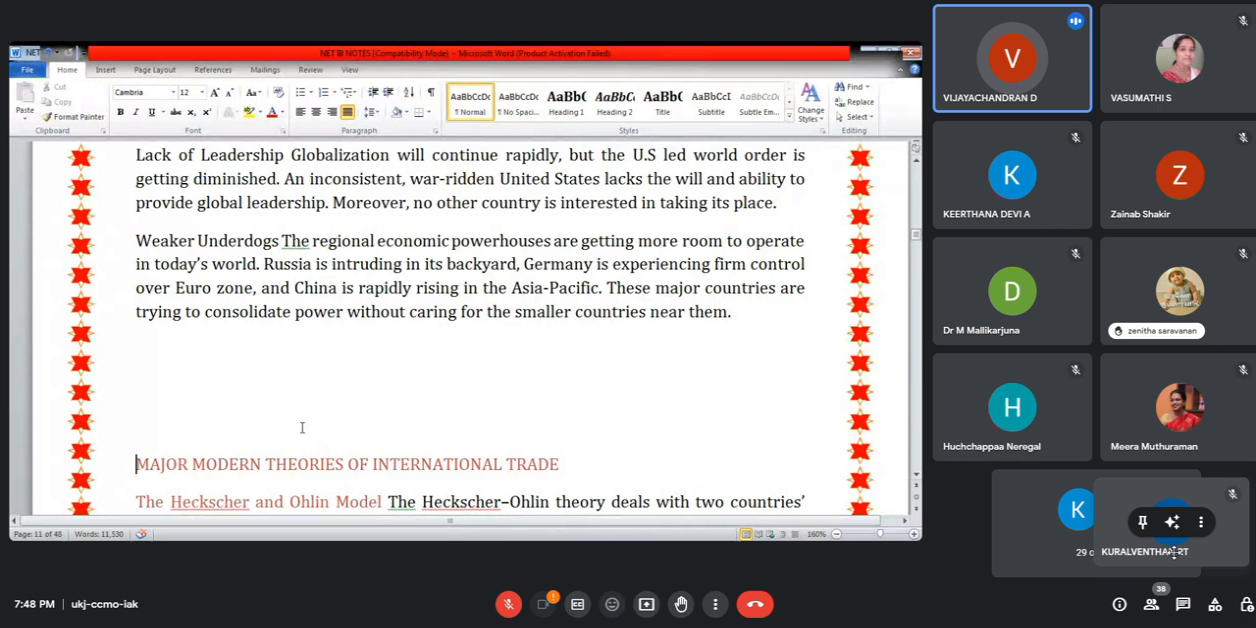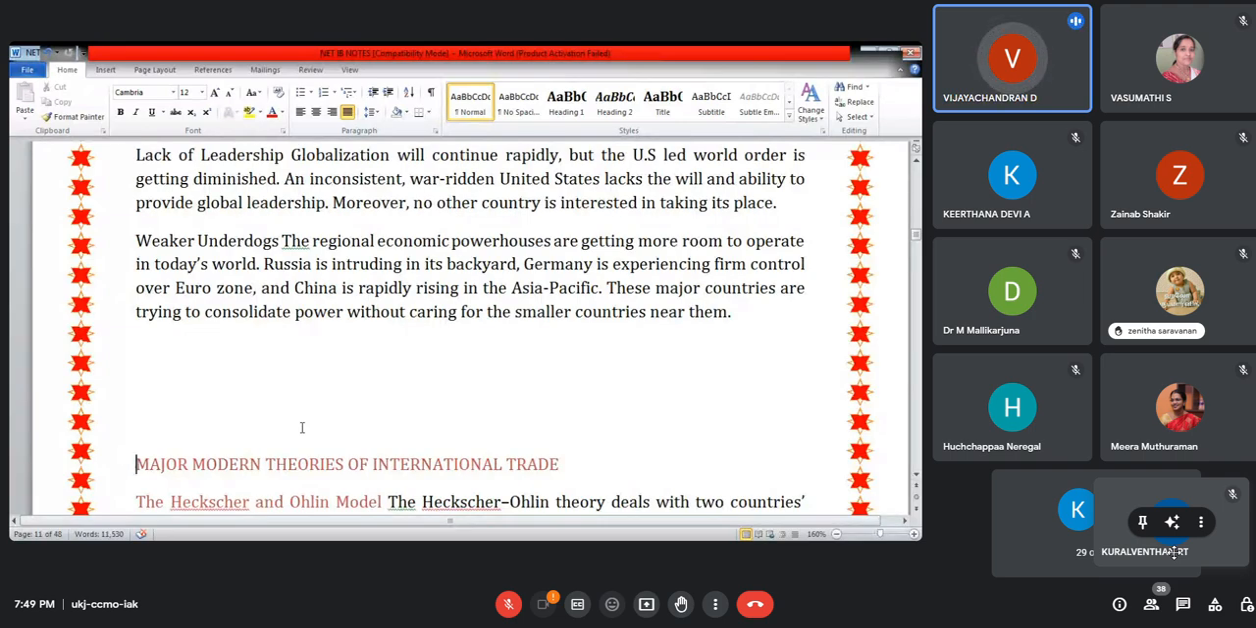Germany is experiencing firm control over the Eurozone, and China is rising in the Asia Pacific. So region-wise, the countries are dominating in international trade. I told, Russia, Germany, China. So these few countries are dominating in international trade. These major countries are trying to consolidate power without caring for the smaller countries. So those problems are in international trade.